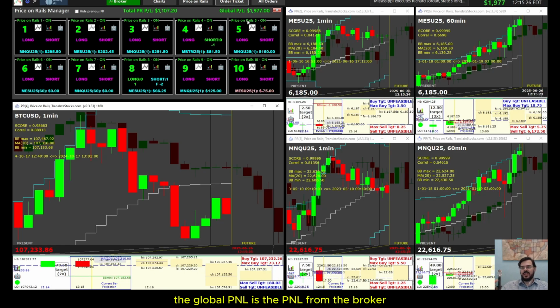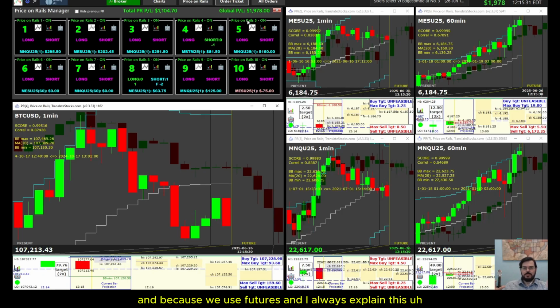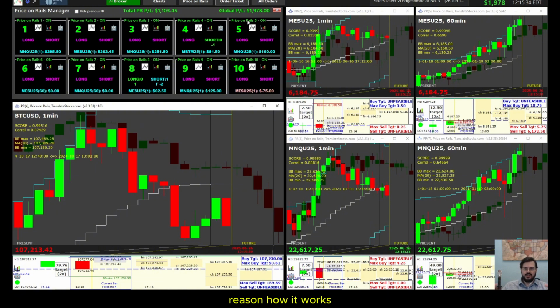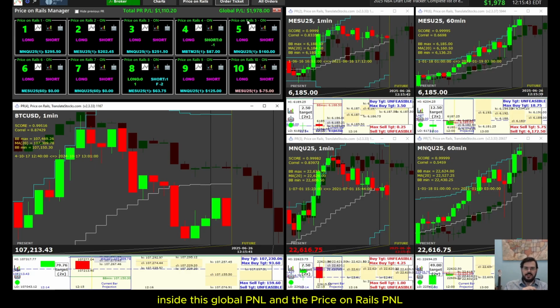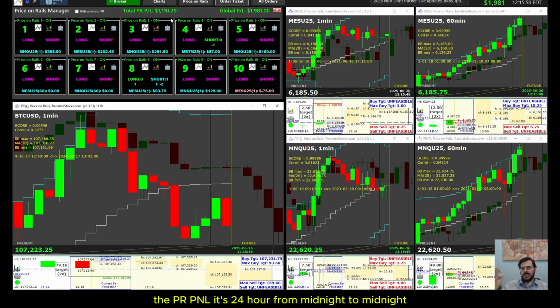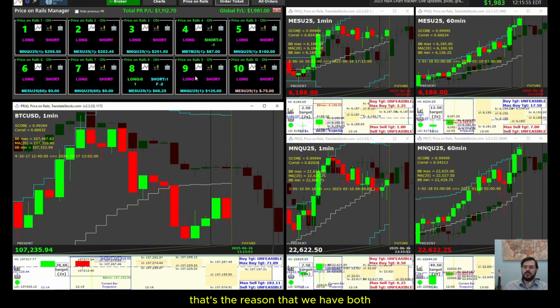The global PNL is the PNL from the broker, and because we use futures, and I always explain the reason how it works, it starts at 6 p.m. from the previous day. So what happened yesterday night is inside this global PNL. The price on rails PNL, the PR PNL, is 24 hours from midnight to midnight. So it's different from the global PNL. That's the reason that we have both.